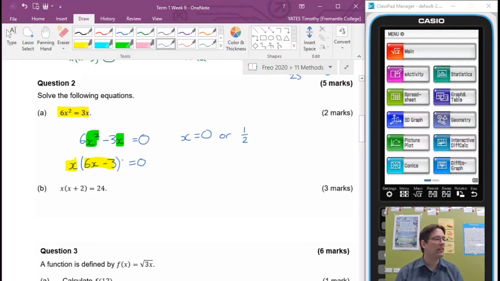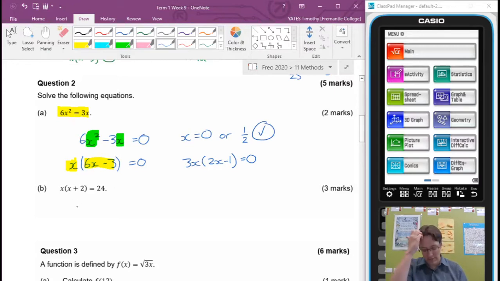If I did take out the 3, I would have ended up with 3x brackets 2x minus 1 equals 0. And that would have ended up with the same answer. x would be equal to 0 or x would be a half. But yeah, that's the answers that we're looking for there. Cool, pretty straightforward.